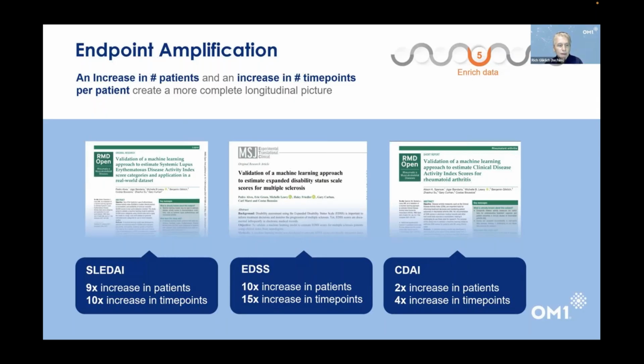And we have validated that and published on it, as we have for many other amplification models, such as in MS, looking at EDSS, in rheumatoid arthritis, looking at CDAI, in heart failure, looking at New York Heart Association classification, and depression, looking at PHQ-9. And what you see is not only do we get more endpoints, we get more patients with endpoints. And the increases can be very, very dramatic, as you see here.